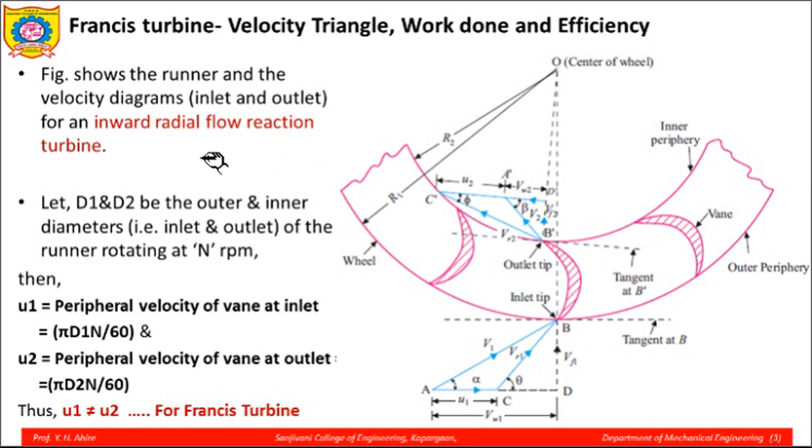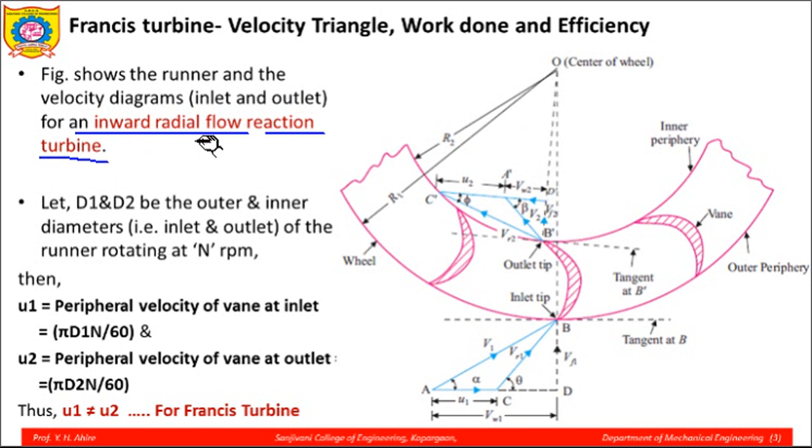But this diagram shows the runner and the velocity diagrams at inlet and outlet for an inward radial flow reaction turbine. This is not axial outlet, this is radial outlet only. So radial inlet and radial outlet.